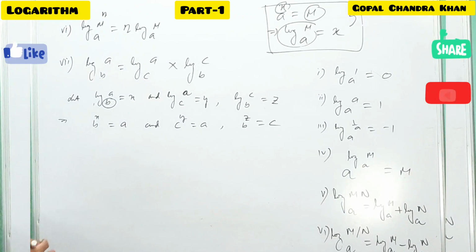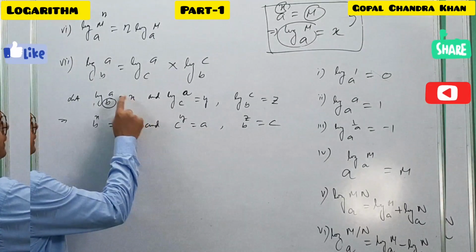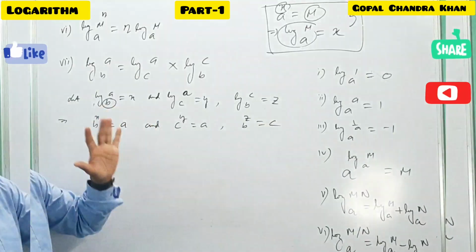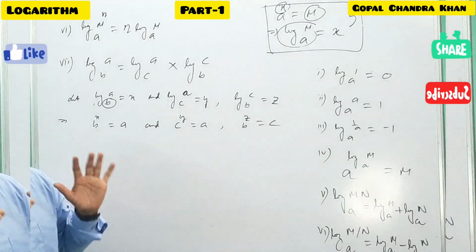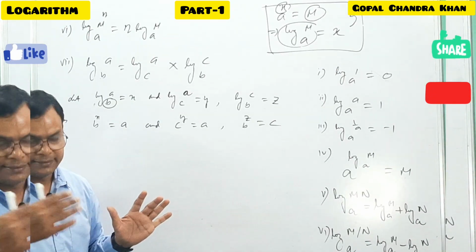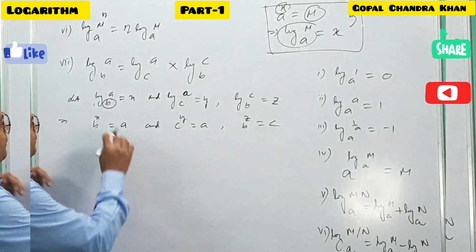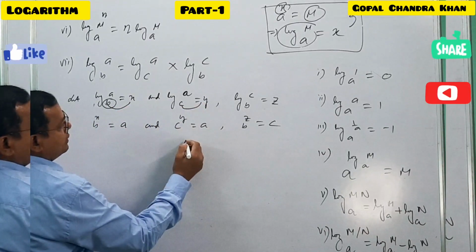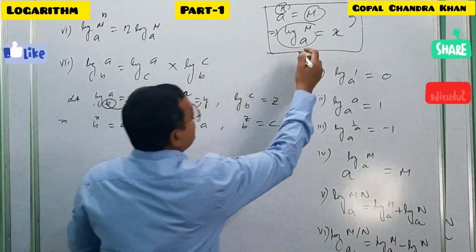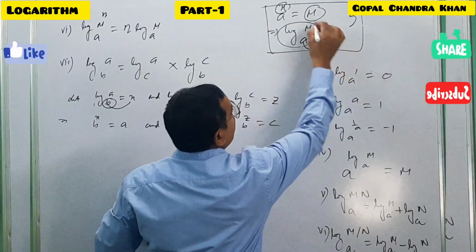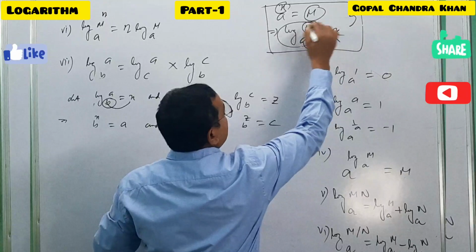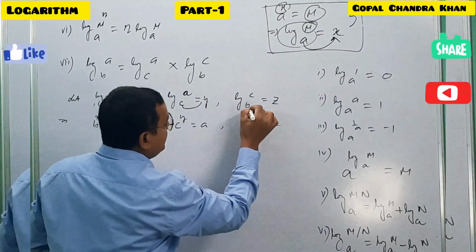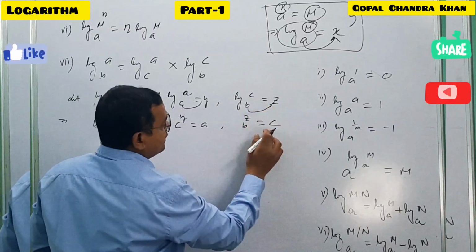I repeat this one, b to the power x equals a. Students, please see this very calmly and quietly. If you want, you can take a pause here. See, b to the power x, c to the power y. Because here, a to the power x equals m, this m is coming here, right? Similarly, here also b to the power z is coming here equals c.